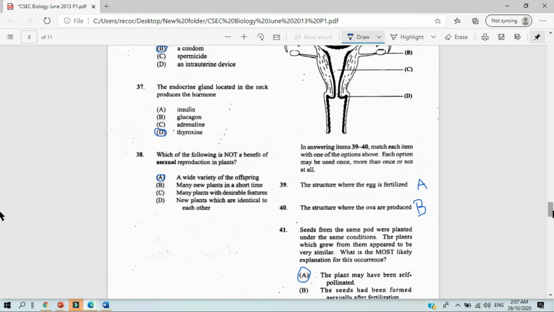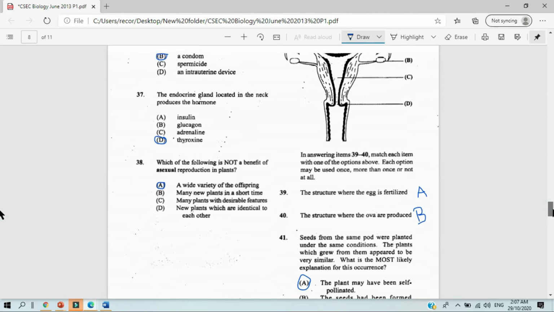38. Which of the following is not a benefit of asexual reproduction in plants? Look at the word asexual. A wide variety of offspring. Now you talk about variety. This variety is going to be confined to sexual reproduction, and here it is asexual. So our answer is going to be A, as it is not. Alright, we move on to 39.